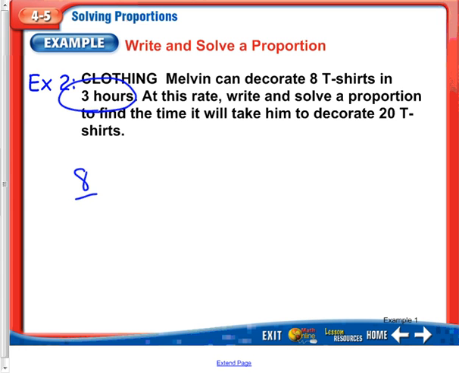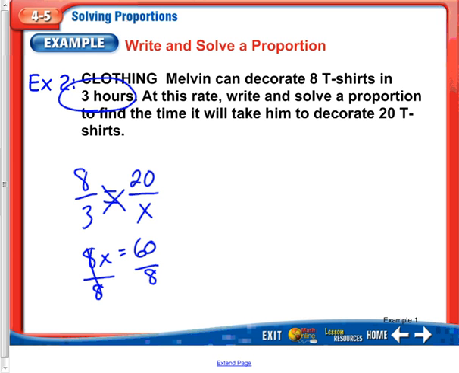So I'm going to say 8 over 3 is equal to, now we're going to write a proportion, and 20 t-shirts. Well, I had t-shirts on top, so I need to put t-shirts on top again, and I can put any variable there on the bottom. 8 to 20, that's not an easy basic fact, so I'm going to go ahead and cross multiply to get 8x equals 60. And then we're going to divide both sides by 8. So cross multiply and divide.